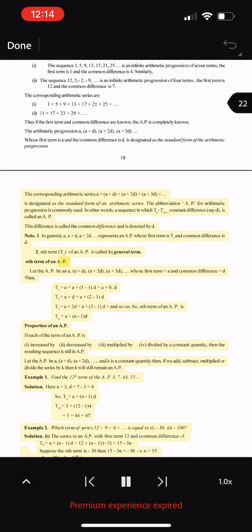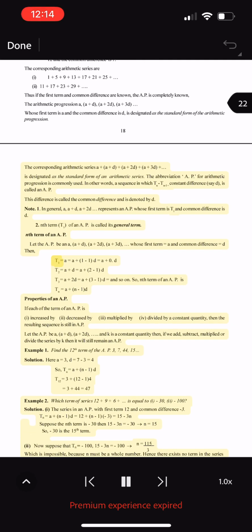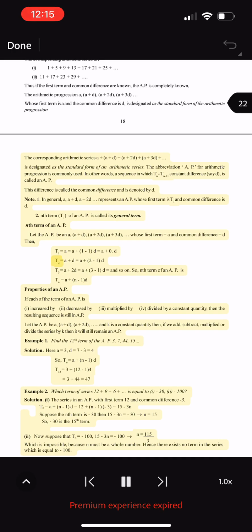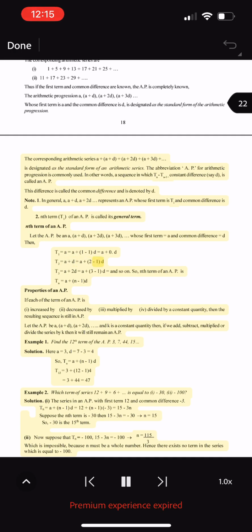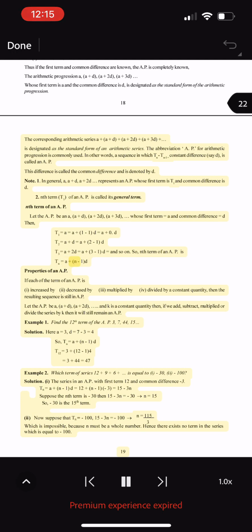Nth term of an AP: let the AP be a, a plus d, a plus 2d, a plus 3d, whose first term equals a and common difference equals d. Then t1 equals a plus (1 minus 1)d equals a plus 0d, t2 equals a plus d equals a plus (2 minus 1)d, t3 equals a plus 2d equals a plus (3 minus 1)d, and so on. So, the nth term of an AP is tn equals a plus (n minus 1)d.